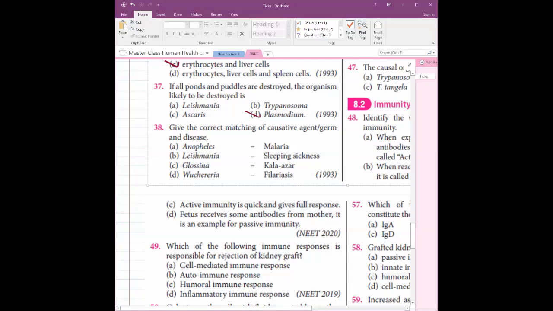They are asking you who is the causative agent, and they are not looking for any kind of vector. So who's the causative agent, guys? Yes, all those who have said D, this is the right answer. Wuchereria is filariasis. Instead of Anopheles, it should have been Plasmodium, guys. Then this would have worked.